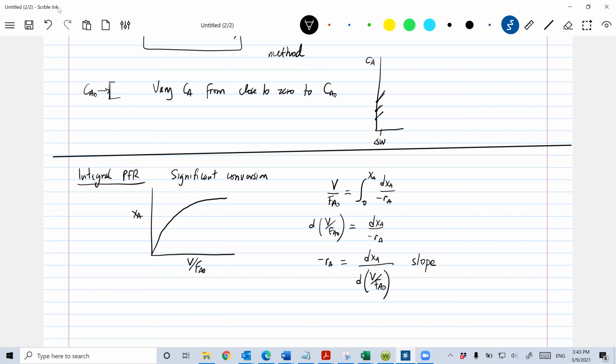So at every V over FA0, or at every XA, you get a slope. And the slope is RA. So you could have guessed that, I think. So you can get a slope at each point if you can do this calculation. Yeah, so that's how you get the rate data from an integral PFR. It's less useful, and I don't think we'll use it in this class, but you can calculate the slope at every point for this.